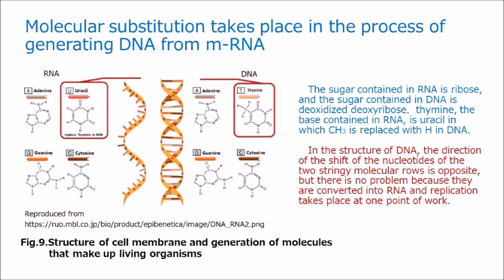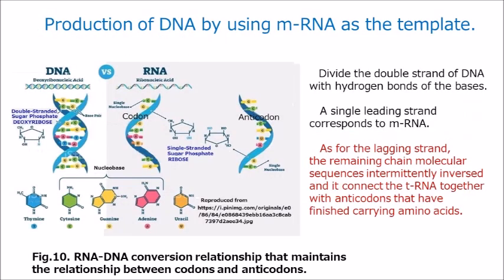In the structure of DNA, the direction of the shift of the nucleotides of the two stringy molecular rows is opposite, but there is no problem because they are converted into RNA and replication takes place at one point of work. Production of DNA by using mRNA as the template. Divide the double strand of DNA with hydrogen bonds of the bases. A single leading strand corresponds to mRNA. As for the lagging strand, the remaining chain molecular sequence is intermittently inversed and connects the tRNA together with anticodons that have finished carrying amino acids.